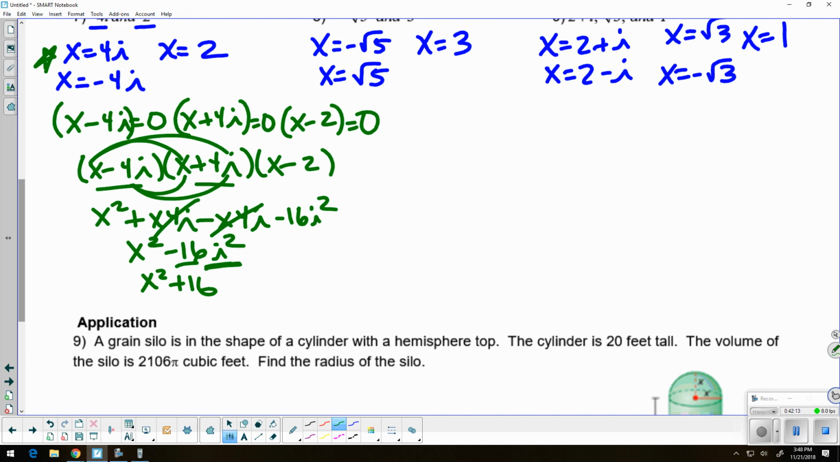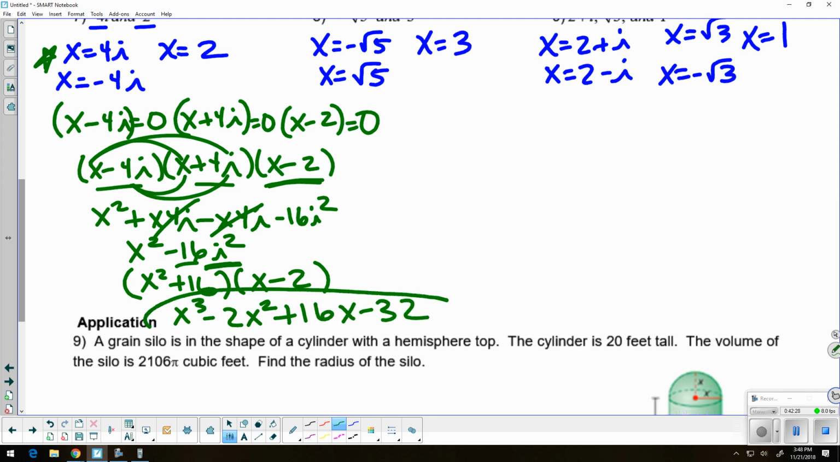Okay, so I'm going to take this quotient, and now we have to multiply that by x minus 2. So multiplying these together, this would be x cubed minus 2x squared plus 16x minus 32. And there's your complete solution. If you wanted to do the other ones, you can. Feel free. Knock your socks off.